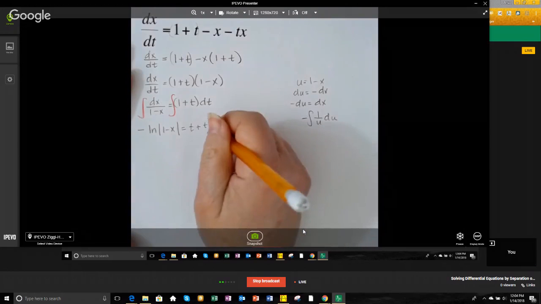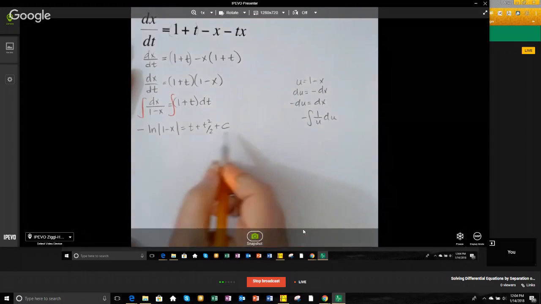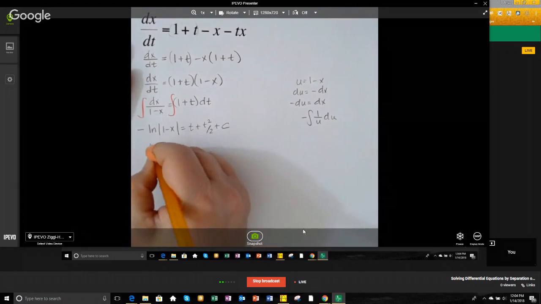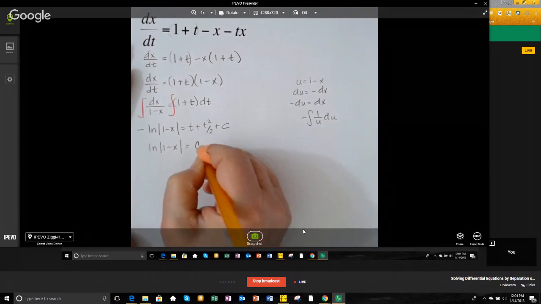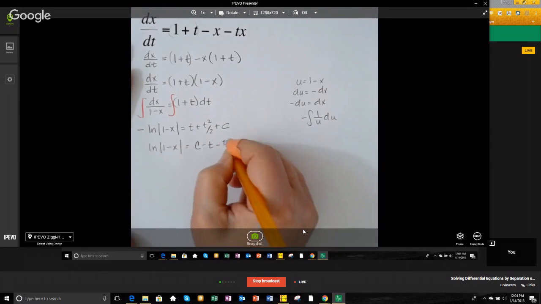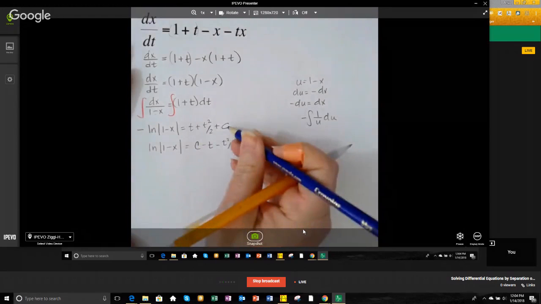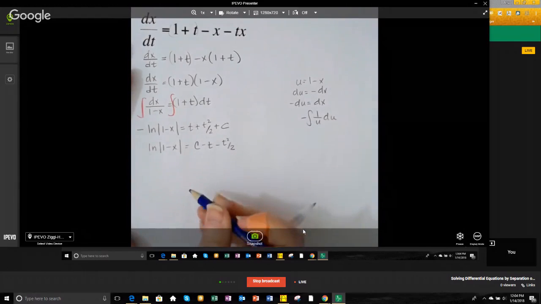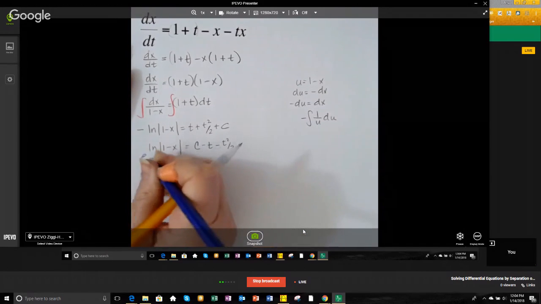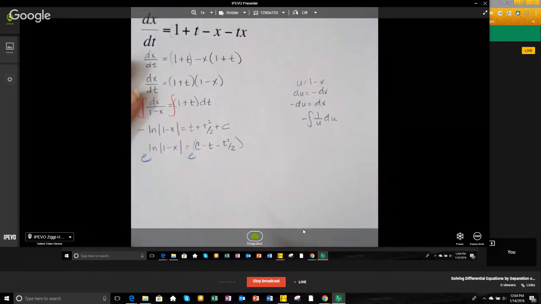Now, in order to exponentiate, I have to have the log all by itself. So I'm going to multiply everything by -1 and get natural log of the absolute value of 1 minus x equals c minus t squared over 2. And now, remember, c is a constant, and -1 times a constant is still a constant. I like to keep my constants positive. So we're going to exponentiate both sides.